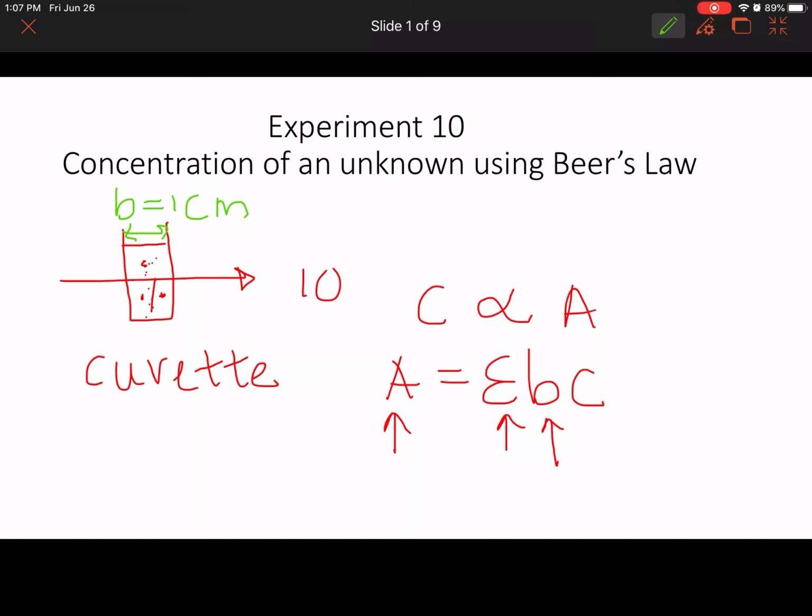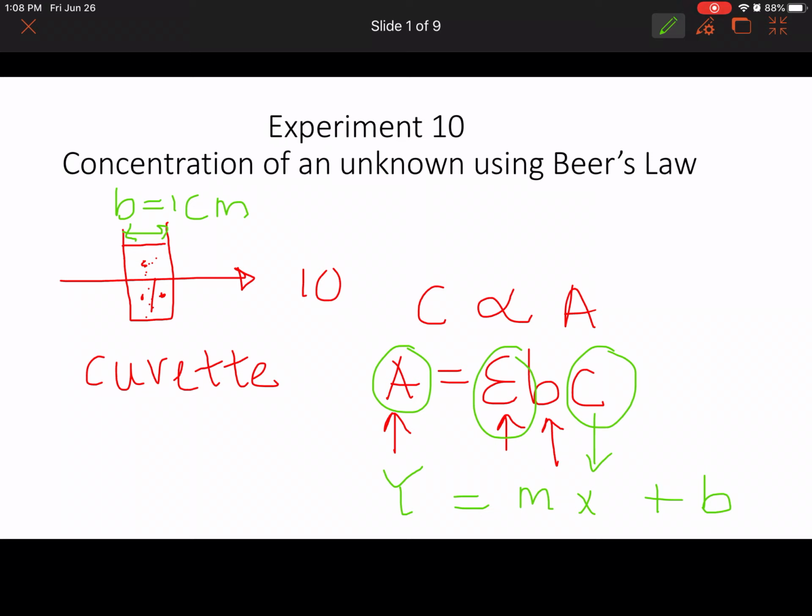So if we draw a graph, y equals mx plus b, the concentration is going to be on the x-axis and the absorbance on the y-axis. We can find the molar extinction coefficient from the slope of the calibration curve. And if you know the absorbance of an unknown compound, then we can find the concentration by using the equation that we get from the graph.